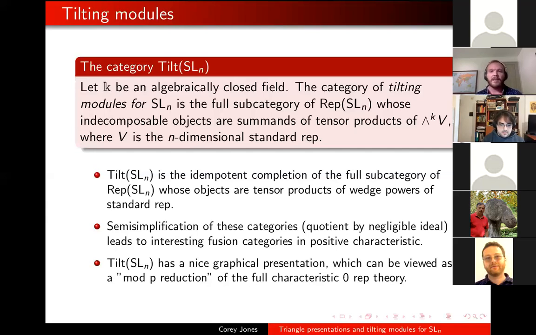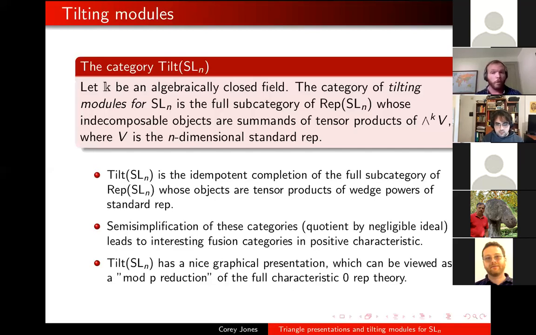And what I mean by that is, if you study the characteristic zero representation theory, of course, the category of tilting modules is everything. That category is semi-simple. And so people have had graphical representations of intertwiners between representations since all the way back to Feynman diagrams in quantum field theory.